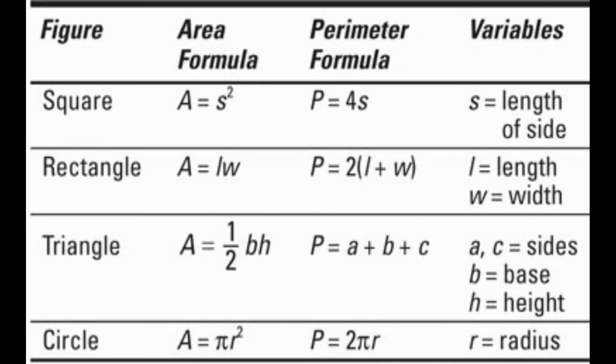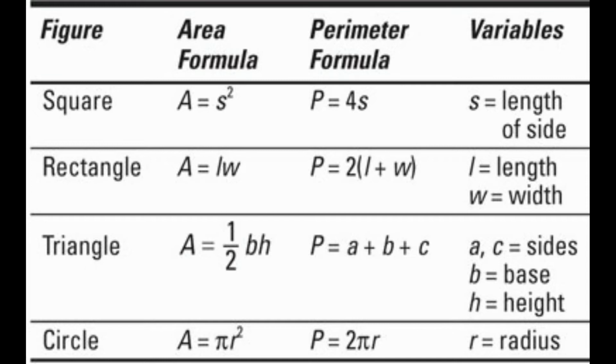Again, triangle, the area of the triangle is half into base into height, where b equals base and h equals height. And what is the formula of perimeter of a triangle, which I have already told you earlier, that the summation of the sides is the perimeter of a triangle, right?